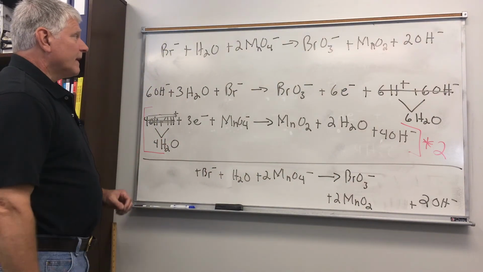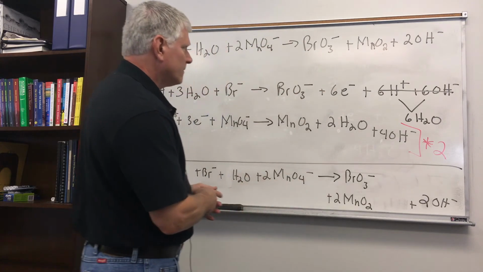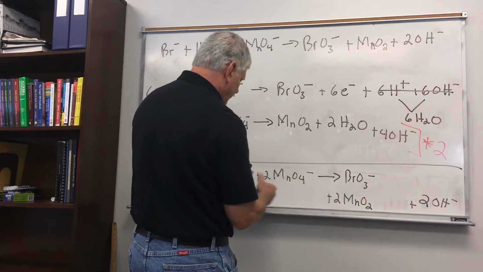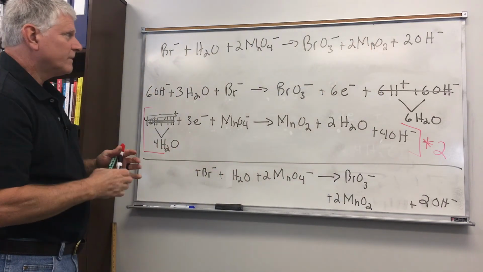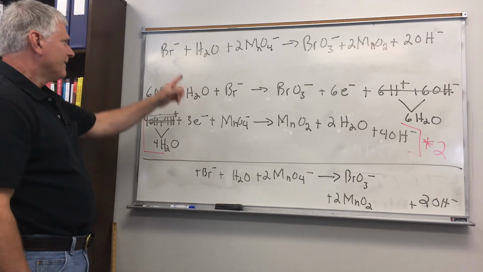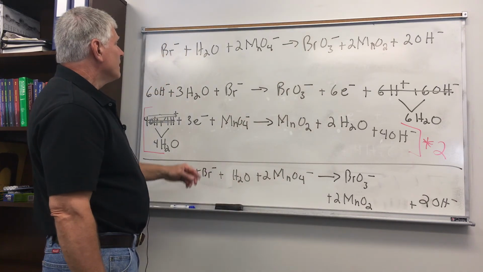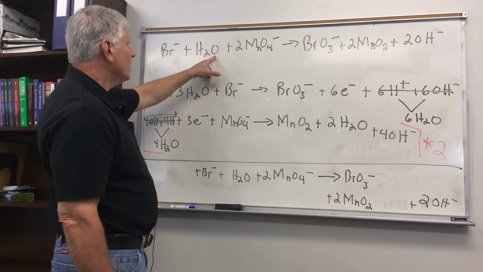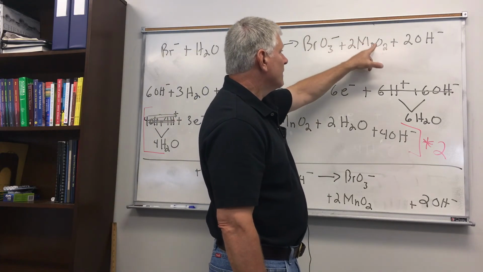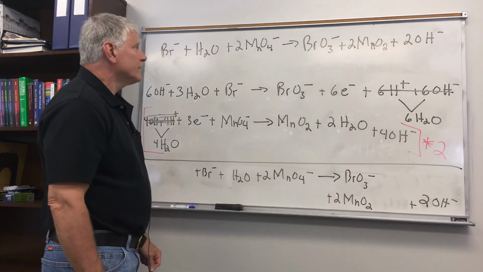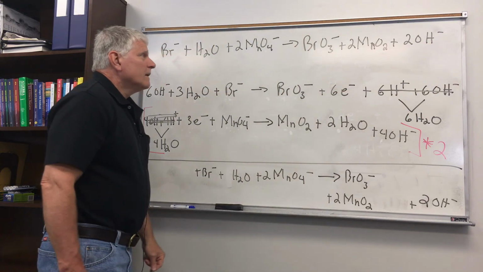Okay, so let's make sure everything balances. 1 bromine, 2, oops, I'm missing, this is supposed to be 2 manganese oxide. Had a typo there, so that's why I double check. 1 bromine, 2 manganese. Oxygens, 1 plus 8, that's 9. So I have 3, 7, 8, 9. So I've got 9 oxygens. Hydrogens, I've got 2 and 2. So all the atoms balance.